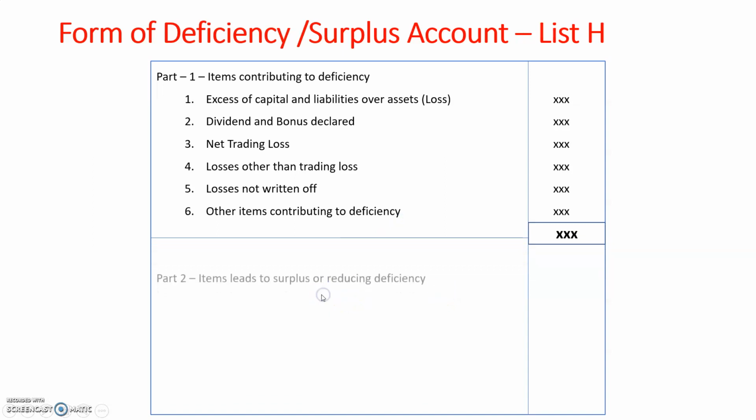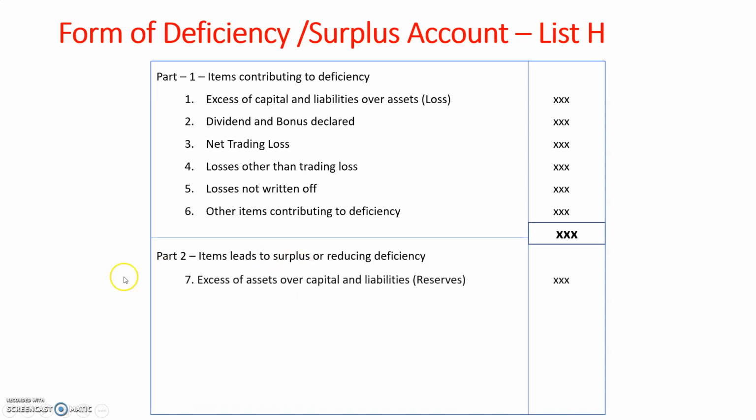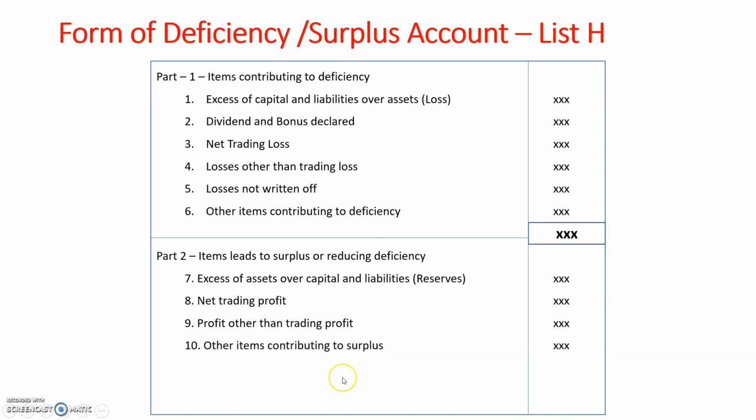Then the second part is items that lead to surplus or which may reduce deficiency. First one is excess of assets over capital and liabilities. That means items like reserves or accumulated profits, if there are any. Then net trading profit. If there is any profit made by the company during the last year, it is here. Then profit other than trading profit. Then any other item which may contribute to surplus.